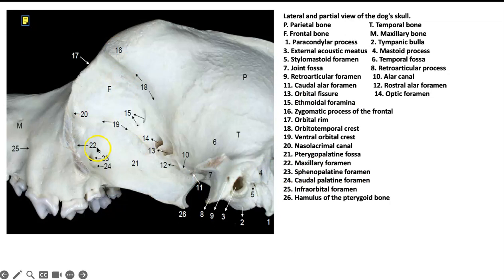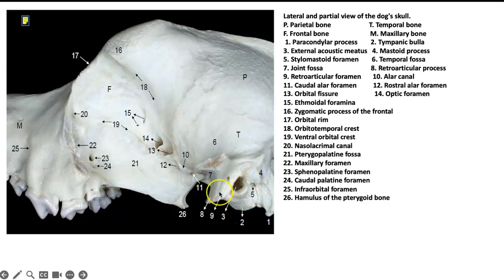So what are the foramina and the canals of the skull and the mandible? Now you can see the maxillary foramen, the sphenopalatine foramen, the caudal palatine foramen, and also the ethmoidal foramina. In the dog, we have two foramina. However, in large animals, we have only one ethmoidal foramen. Then we have the optic canal, orbital fissure, and then the rostral alar and the caudal alar. The rostral alar and the caudal alar here form what is called the alar canal, which is important for passing of the maxillary artery and also for the exit of the maxillary nerve.